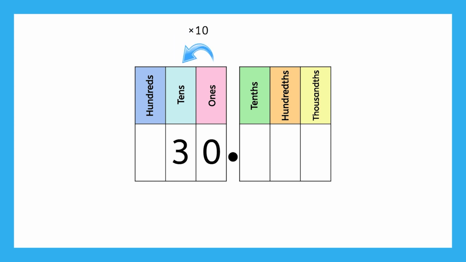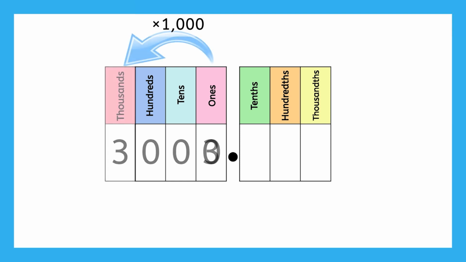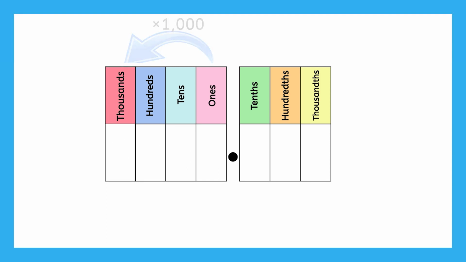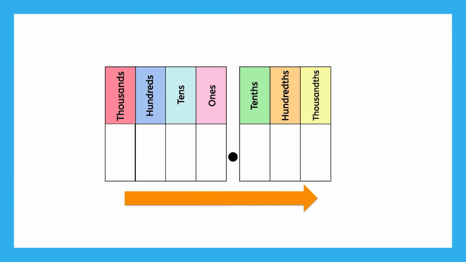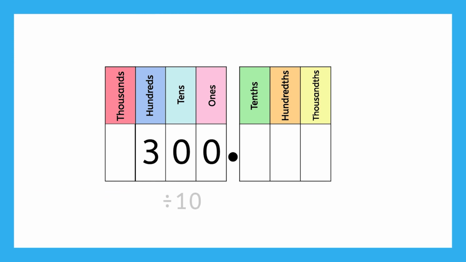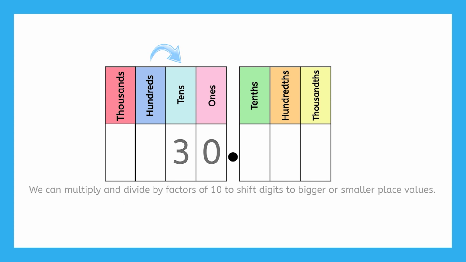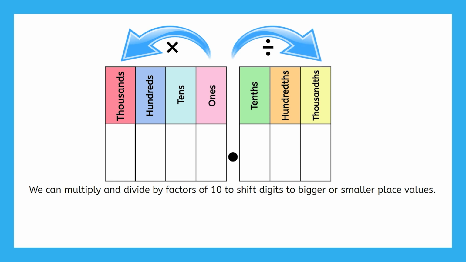If multiplying a digit by 10 shifts it one place greater, and multiplying it by 100 shifts it 2 places greater, how many places would it shift if we multiplied it by 1,000? Yeah, then it would shift 3 places greater. It follows the same pattern in the opposite direction with division too. 300 divided by 10 is 30. The 3 in the hundreds place shifted 1 place lower. We can multiply and divide by factors of 10 to shift digits to bigger or smaller place values.